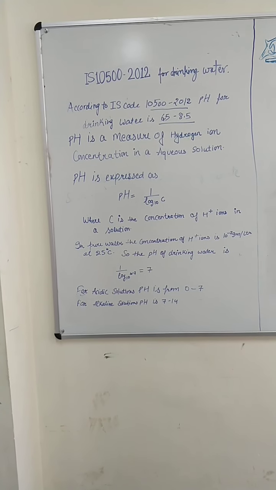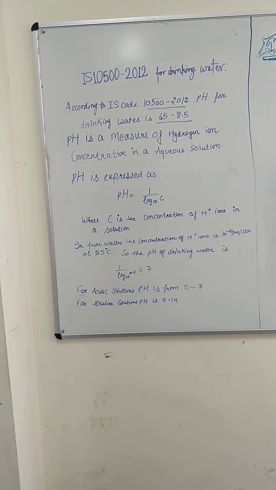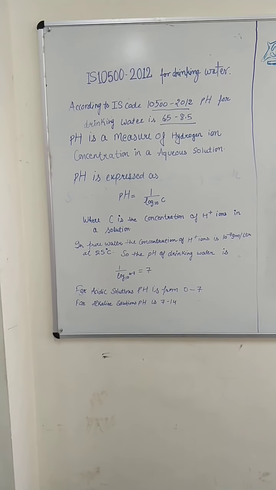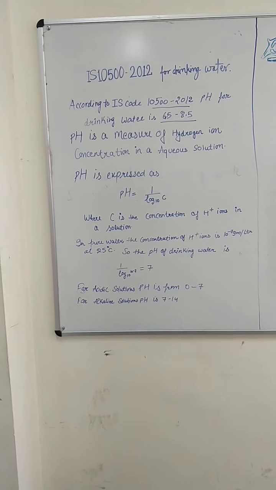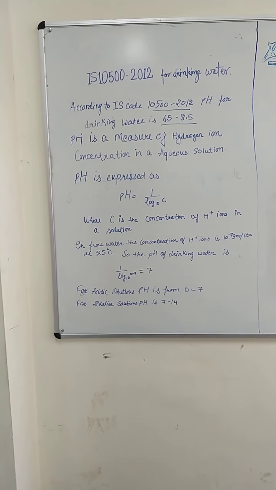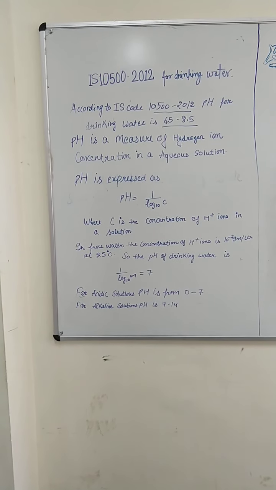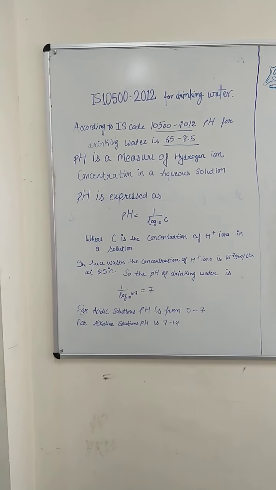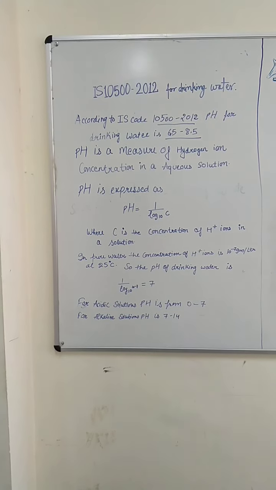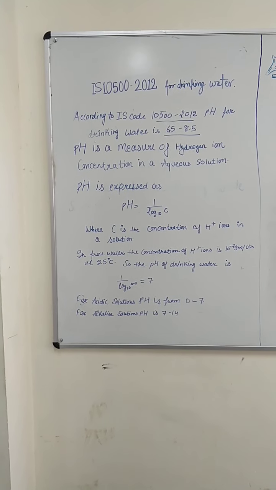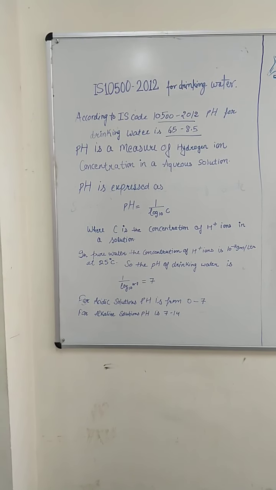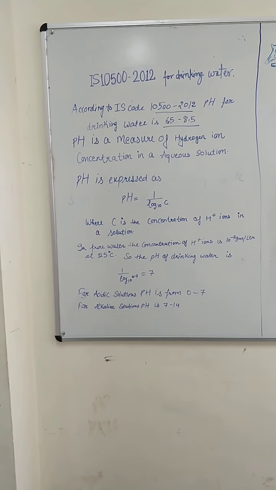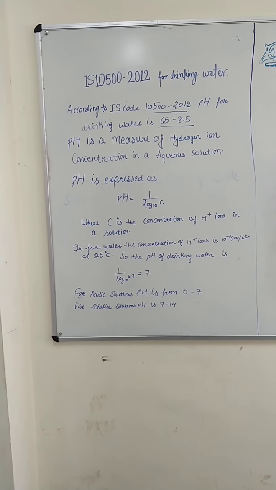pH is a measure of hydrogen ion concentration in an aqueous solution and it is expressed as 1 by log 10 C, where C is the concentration of H positive ion in a solution. In pure water, the concentration of H positive ion is 10 raised to power minus 7 gram per liter at 25 degrees Celsius. So the pH of pure water is 1 by log 10 raised to power minus 7, that is equal to 7. For acidic solution, pH is from 0 to 7. For alkaline solution, pH is 7 to 14.